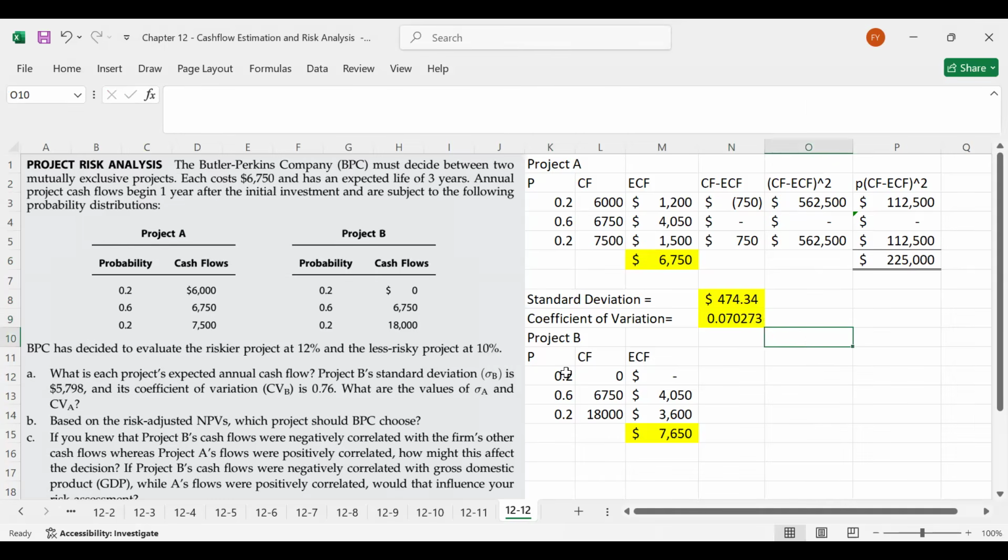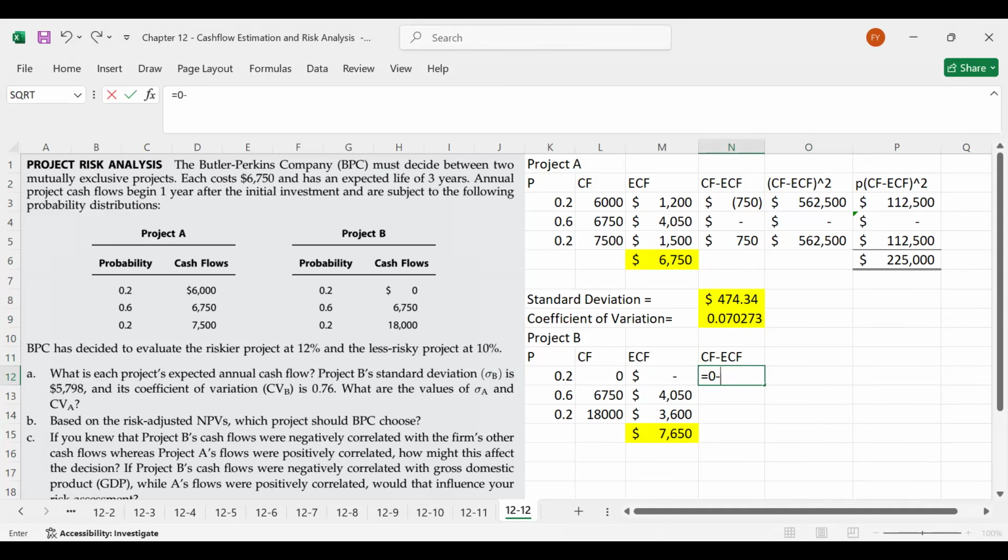So the next requirement related to project B, although the standard deviation and coefficient of variation of B is given, we are going to calculate it by ourselves. So let's see, expected cash flows. Cash flows minus expected cash flows. So in the first case, expected cash flows are 0.